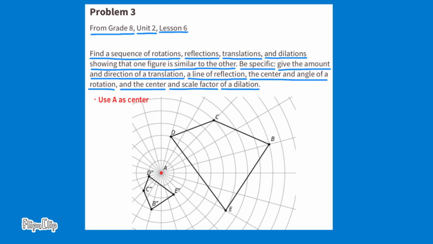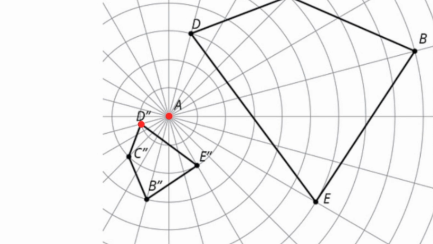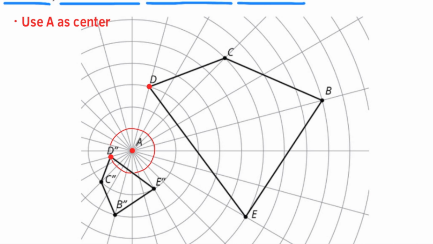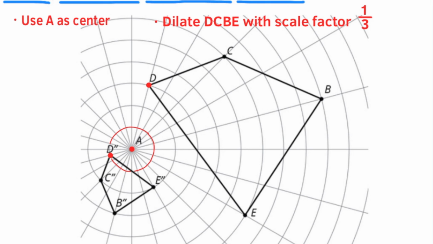I'll start by using A as the center point. Looking carefully, I can see that D prime is exactly 1 unit away from center point A, and point D is 3 units away from center point A. The figure on the left is a dilation that's 1/3 scale of the figure on the right. That means that the figure on the left has side lengths that are 1/3 the length of their corresponding side lengths from the figure on the right.